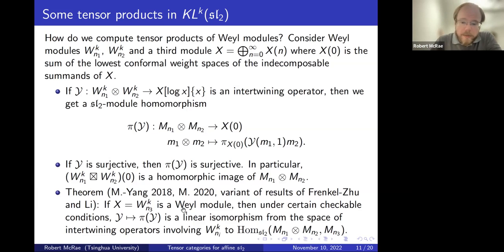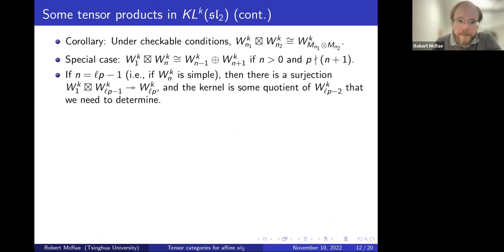And we also get some lower bound, some actual construction of intertwining operators that Xinwei and I did a few years ago, and I generalized it a little more recently. And this is some kind of variant of some old results on intertwining operator constructions by Franco Zhu and Haisheng Li. So if X itself is a Weyl module, then under certain conditions, this map pi of Y is actually a linear isomorphism. So any SL2 module homomorphism between lowest weight spaces can be lifted to an intertwining operator under some conditions. It doesn't always work, however.